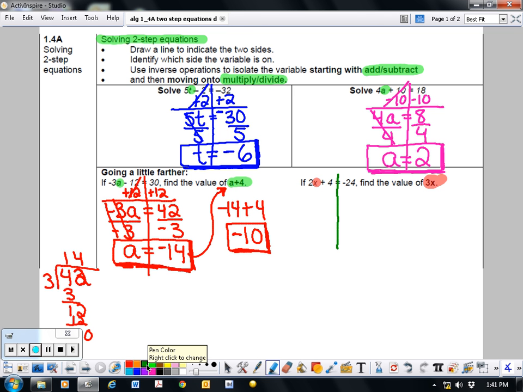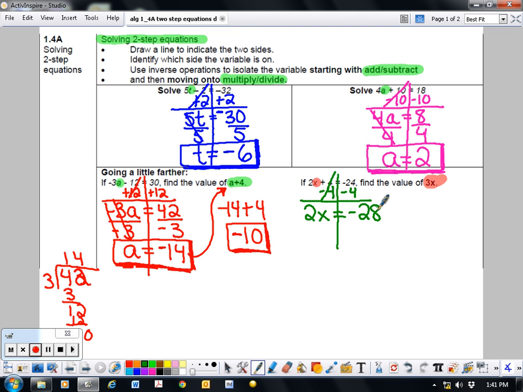I start with the addition subtraction. This is plus 4, so to undo that, I minus 4 on both sides. Helps if I'm on pen, not highlighter. So minus 4, minus 4. So 4 minus 4 becomes 0. That cancels out. I still have that 2x. Negative 24, negative 4 becomes negative 28.